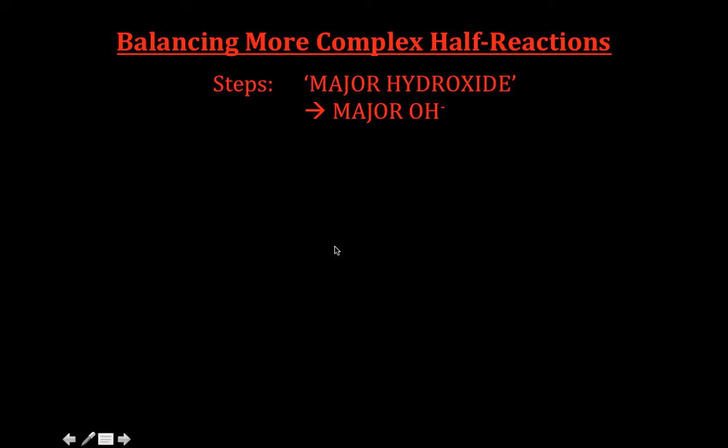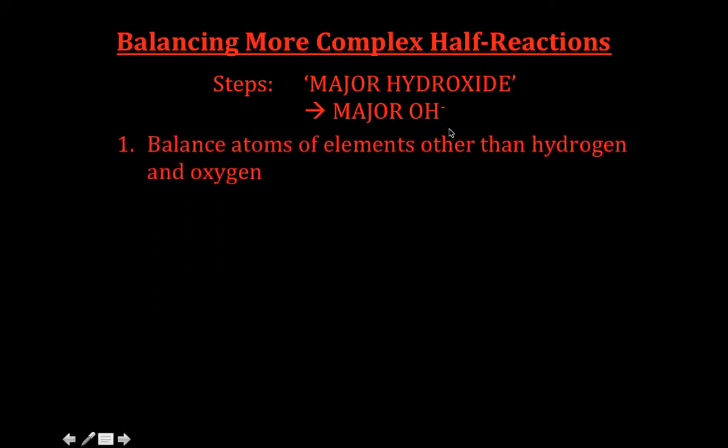The way to remember it is there's something that says "major hydroxide." You go, what's that mumbo jumbo? Well, it's 4 steps. Step 1 is major. Any atom that is not oxygen or hydrogen, so any other element, balance it first. Then you balance the oxygens, then you balance the hydrogens, and then you balance the charge by adding electrons. That's the overview. Here are the details.